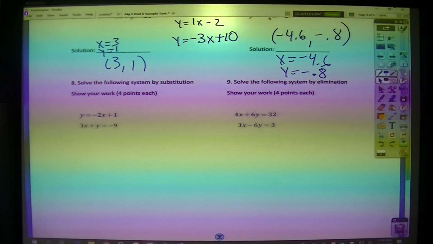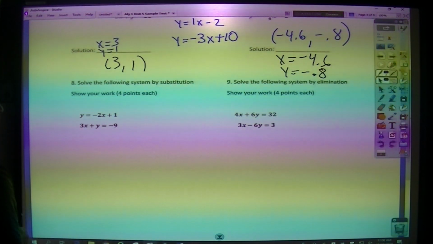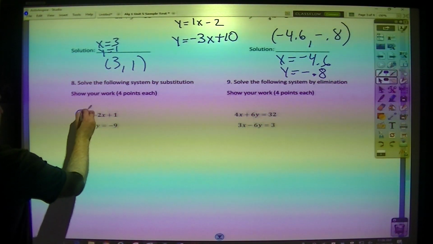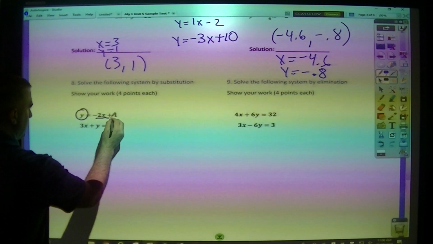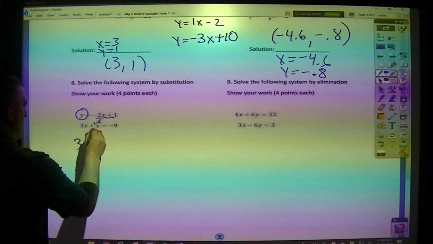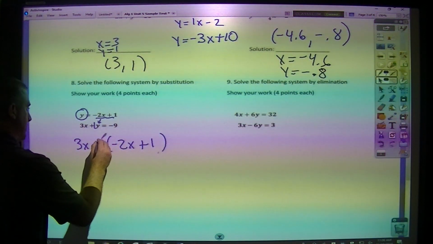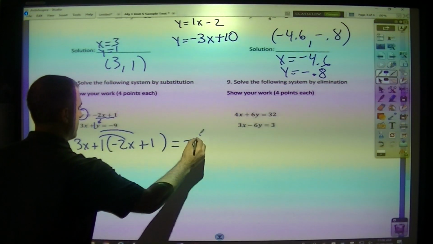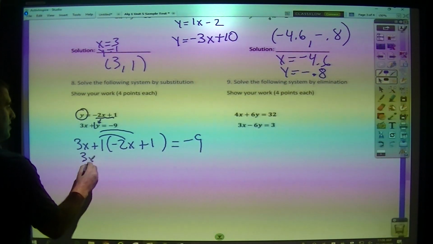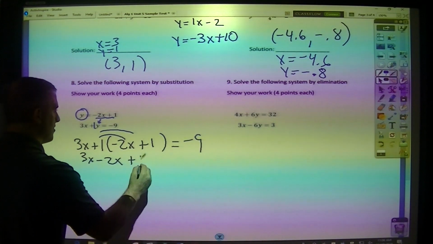Make sure you can still see that. Fantastic. Okay, so this is in y equals, so I am going to substitute this for y. So that's 3x plus, there's a 1 in front of y. Okay, so I take that 1, equals negative 9. Take that 1 and distribute it. 1 times 2x is negative 2x. 1 times 1 will be 1.